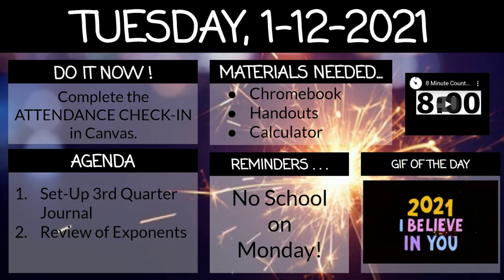We're starting a new unit now. We're going to be working on Unit 6. So that's our plan today: do some review of things you've already learned, because Unit 6 deals a lot with exponents. So we're going to review that and get our journal set up for this quarter. And I'm going to try to explain to you what the journal is going to look like.